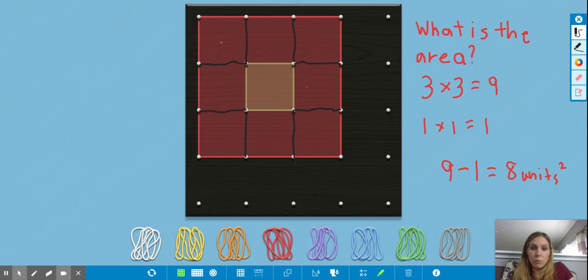So once again, we've got 1, 2, 3, 4, 5, 6, 7, 8, because we're not counting this hole in the middle. Okay, so when you do this, you're just going to find the area of the whole thing first, and then subtract whatever piece is inside and taken away from that whole picture. Once again, if you have any questions, I would love to help.